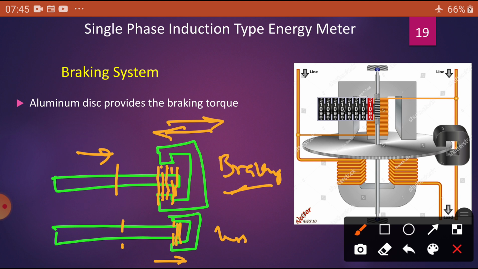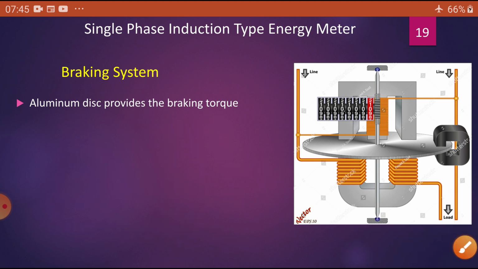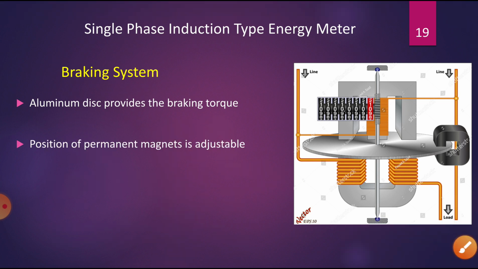So I said to you, I consulted my friend to reduce my energy meter reading. What he has done, he just changed the position of the magnet. He inserted it more inside. Then what will happen? More braking takes place, and that's why the rotation is reduced. That's why I got only 25 units out of 45 units. Okay, so this is the secret of changing the speed of the rotation. Now the position of the permanent magnet is adjustable, hence the braking torque is adjustable.